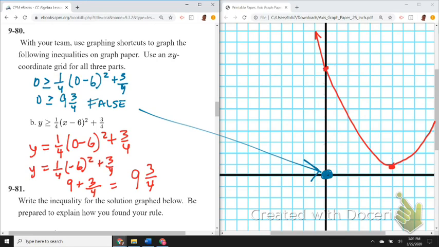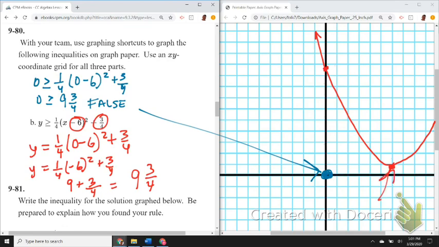Again, really quick graph. This equation's already in graphing form, or vertex form. You're going to look at the h value, which is a positive 6, and your k value is 3/4. So remember, you take the opposite of that and you keep that. So that is your vertex right there.